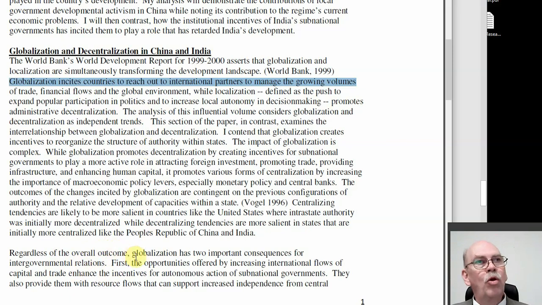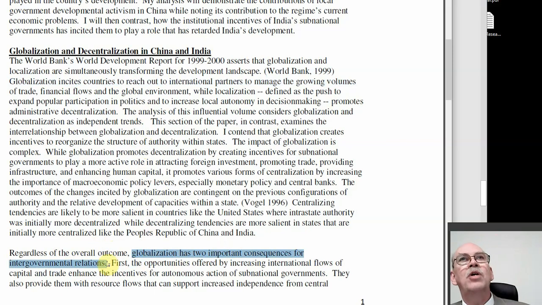Well, globalization has two important consequences for intergovernmental relations. Again, the focus here is intergovernmental. Since you are staff in a lower level government, intergovernmental relations should be of interest. Not just the national government telling you what to do, but the idea that maybe you can negotiate back and forth. What are these impacts, consequences?